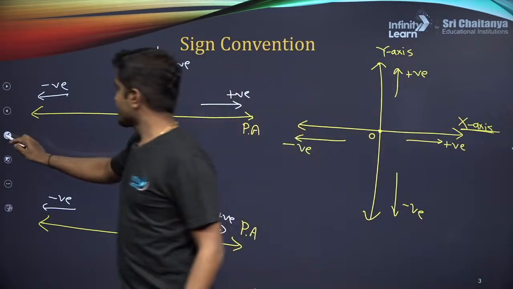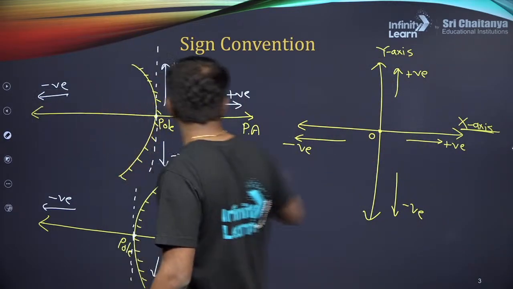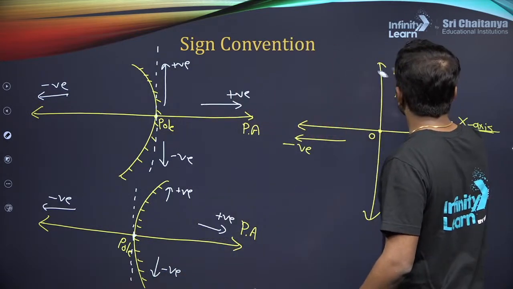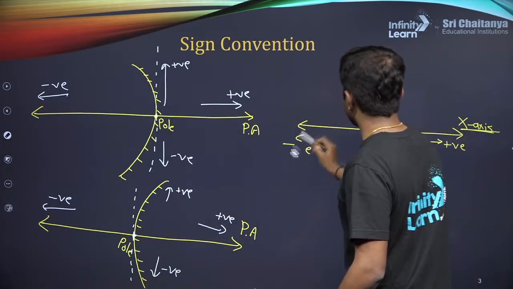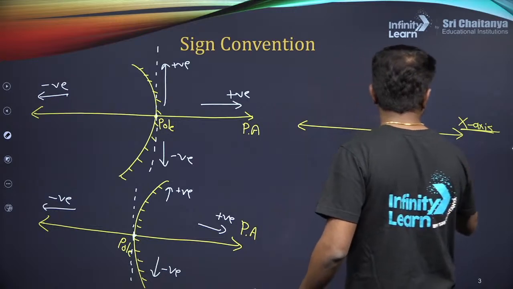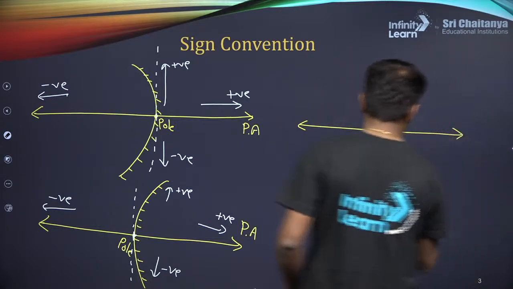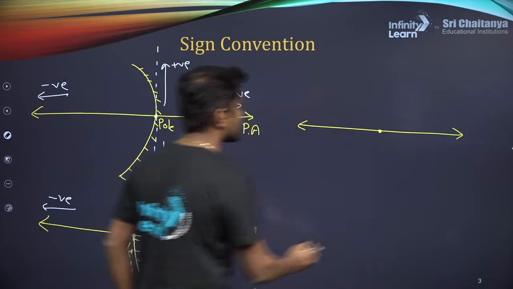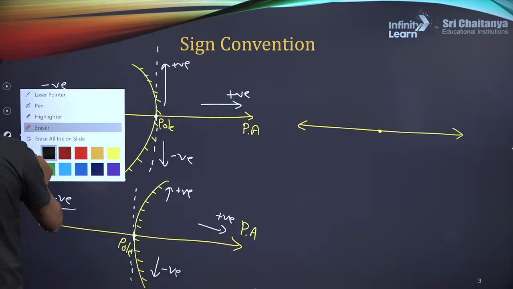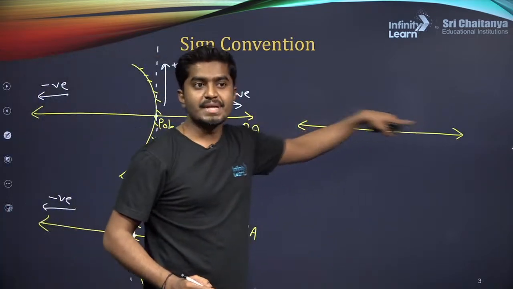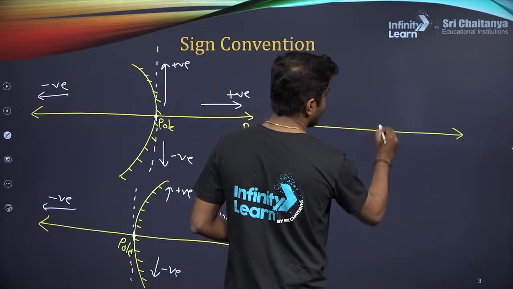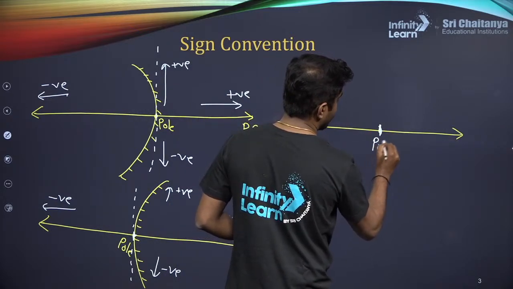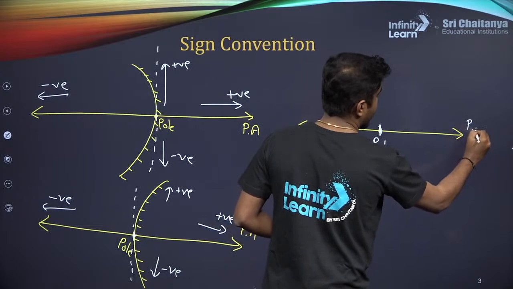So now I need some space. I'll remove this y-axis. Instead of the x-axis, I'll write here the principal axis. So now this line is the principal axis. There is a pole, this one is the pole. There is a principal axis.